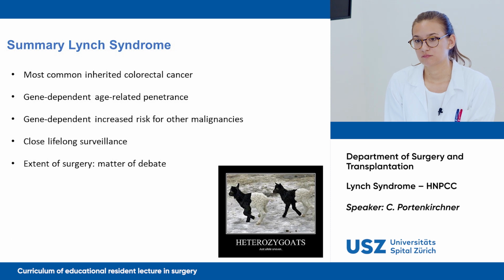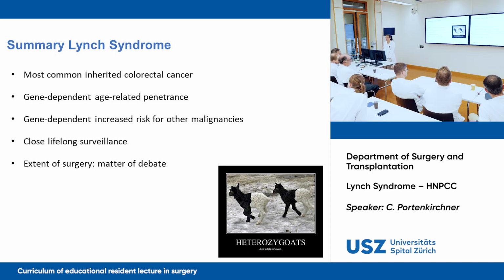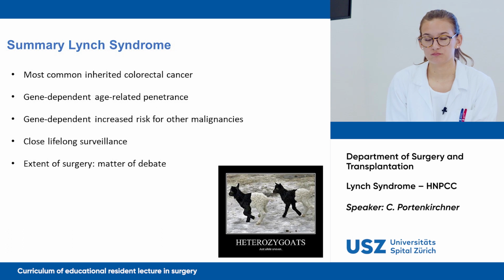And then there is a difference: when you have a colon cancer, you only rarely develop a rectal cancer. But the other way around, when you have a primary rectal cancer, there is quite a high risk of developing a colon cancer. So the treatment is different. When you have a primary rectal cancer, the recommendation, probably upcoming from the European Hereditary Tumor Group, is for a total proctocolectomy, but not the other way around.